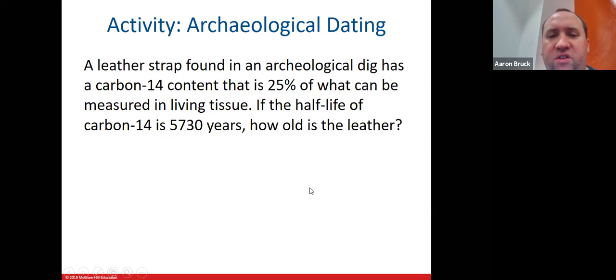So a leather strap is found in an archaeological dig. It's found to have 25% of carbon-14 compared to what is in normal living tissue. If the half-life is 5,730 years, how old is the leather?